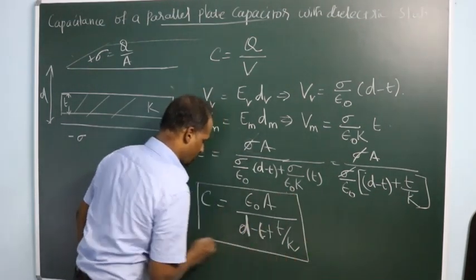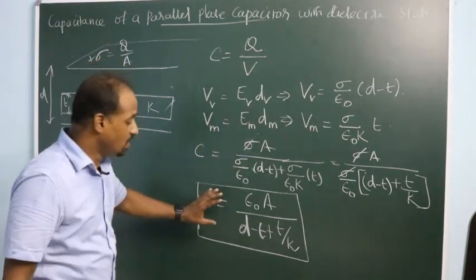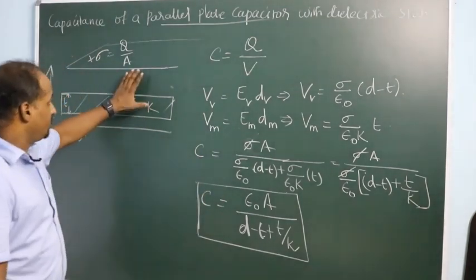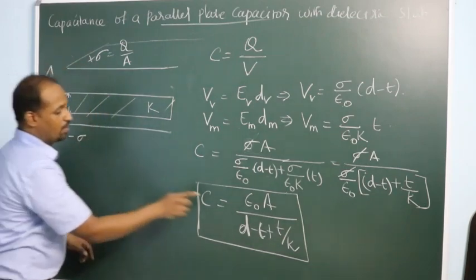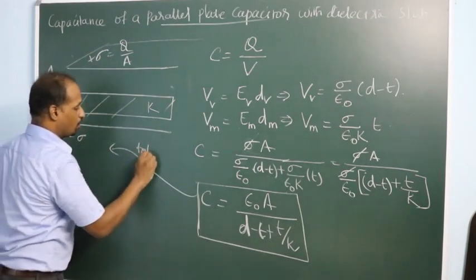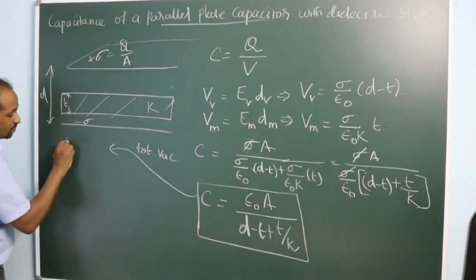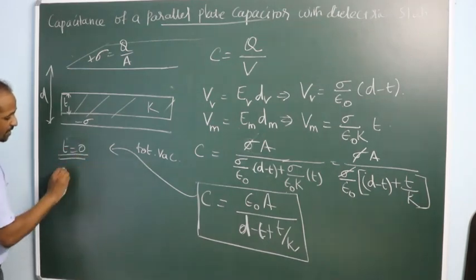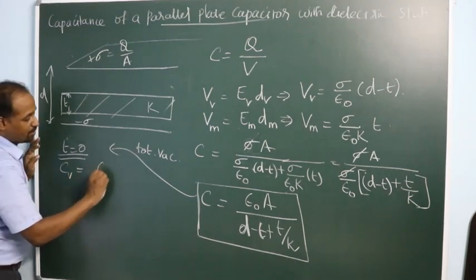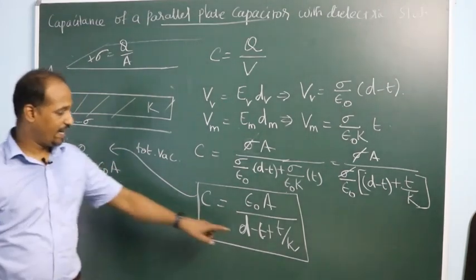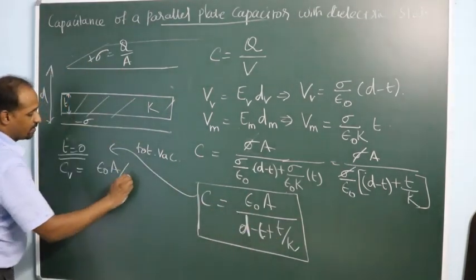We need to check, we can derive the previous two cases with this also, because this is a more generalized one. If the distance between the plates is totally vacuum, then the thickness of the medium is 0. If the thickness of the medium is 0, the capacitance when the space between the plates is filled with vacuum, C_V, will be equal to epsilon naught A. t is 0, right? This will be 0, this will be 0. Then epsilon naught A by d, that we have come to.